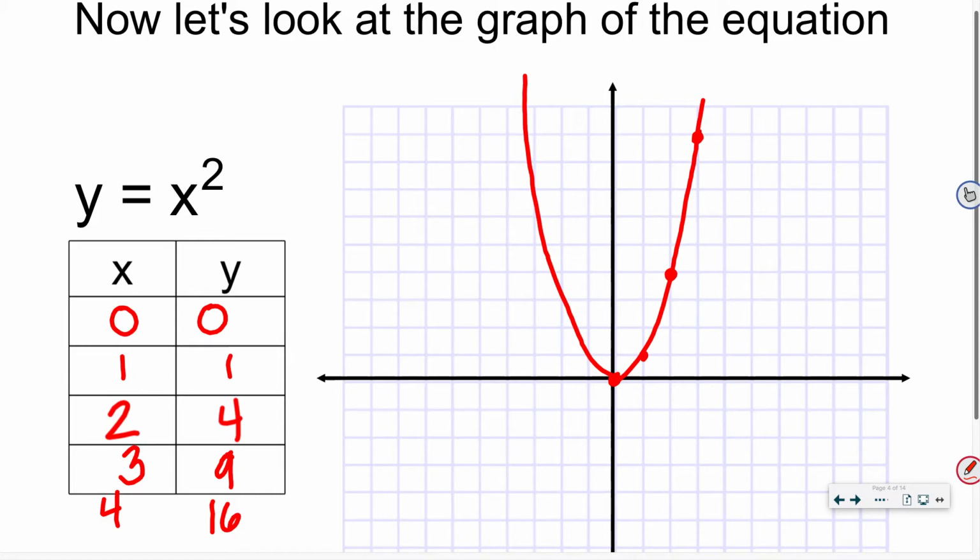Now, I can prove this as well. If x was negative 1, what's y? What's negative 1 squared? Negative 1 squared is positive 1. What's negative 2 squared? 4. Yeah, negative 2 times negative 2 is positive 4. That's why this parabola is symmetrical across the y-axis. We'll learn that in the spring, on what makes that do that.